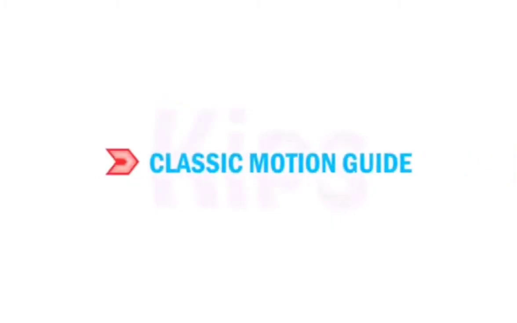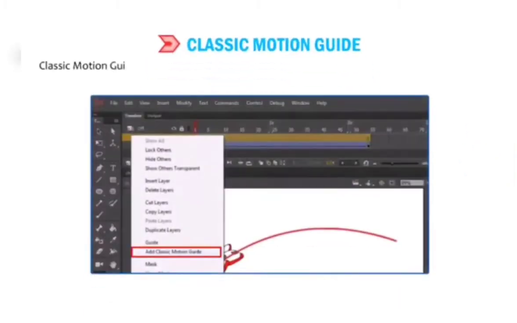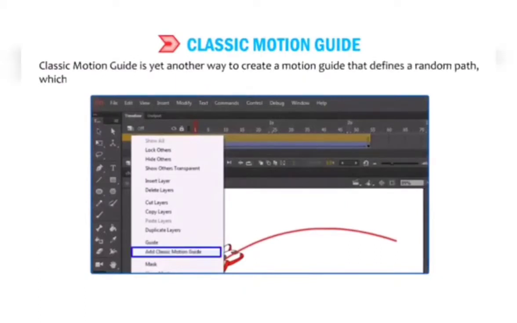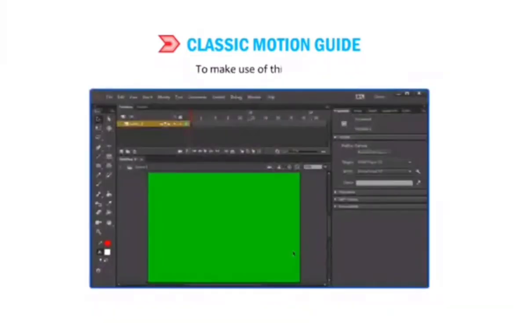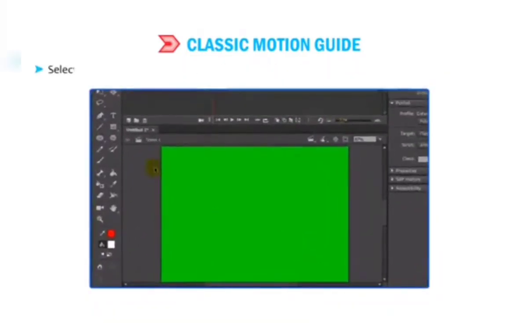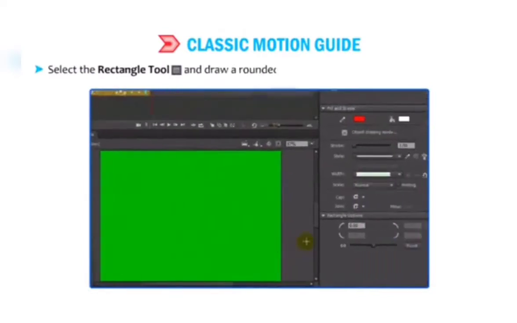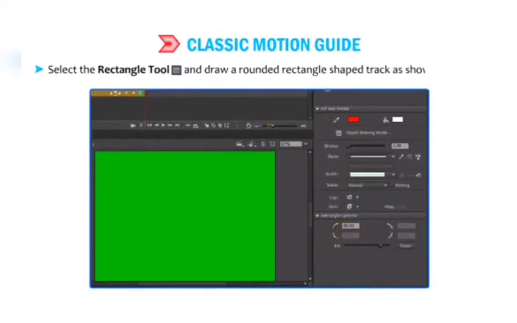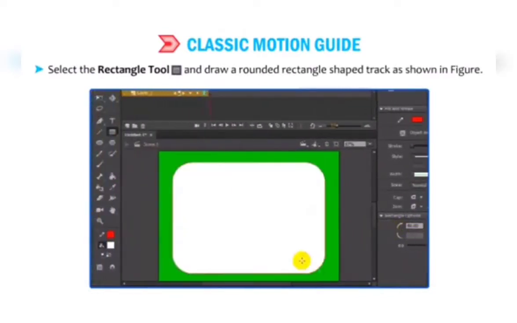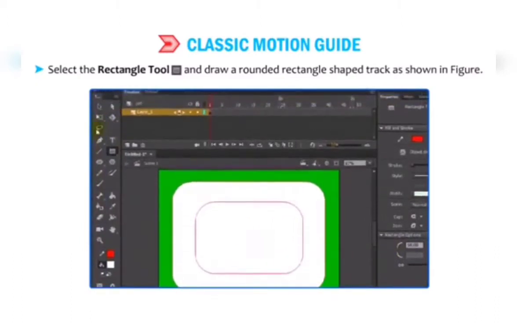Classic motion guide on page 91. Classic motion guide is yet another way to create a motion guide that defines a random path which the object should follow while in motion. To make use of this option, select the rectangle tool and draw a rounded rectangle shaped track as shown in the figure 7.19. You can see here.